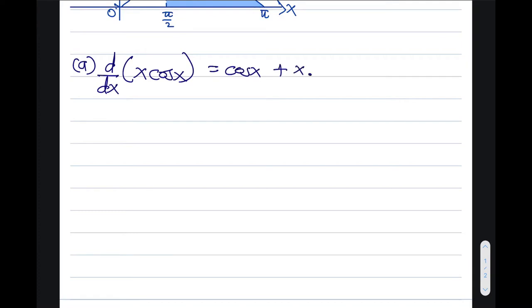Plus, now we maintain x and then we differentiate cos. The differential of cos will give us negative sine x. So this implies that we have cos x minus x sine x. And that is what the question wanted us to do. So we are done. Let's move on to the B.